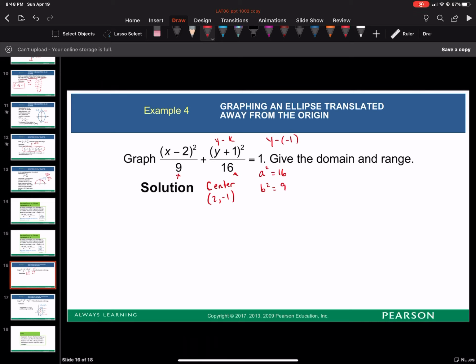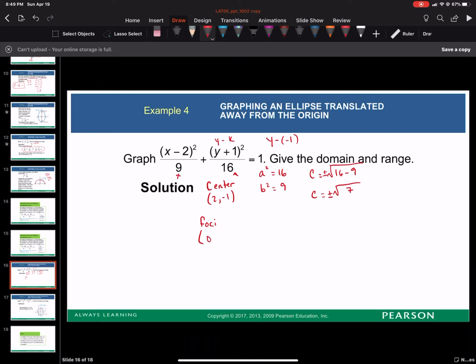Now, let's actually find C for the foci points. So we got C is equal to the square root of 16 minus 9. So C is just equal to the square root of 7. Now, it's plus or minus this, of course. Now, remember, we have to subtract C and add C from your center.